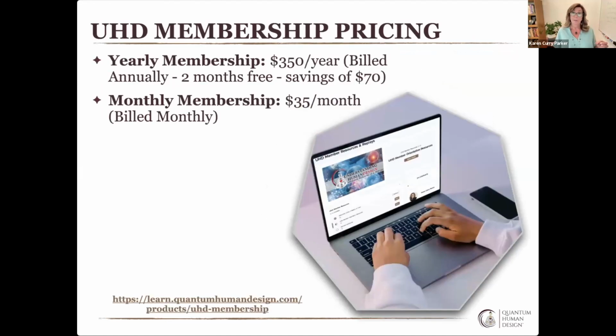The membership is actually $350 a year or $35 a month, which is basically what you would pay for one general course. But in the membership, you get access to general courses. You get access to exclusive courses that aren't available anymore. You get weekly live support. You get the weekly energy forecast. You get the 90-day expedition. And it's all in there at a very affordable price that allows you to have access to personal support.